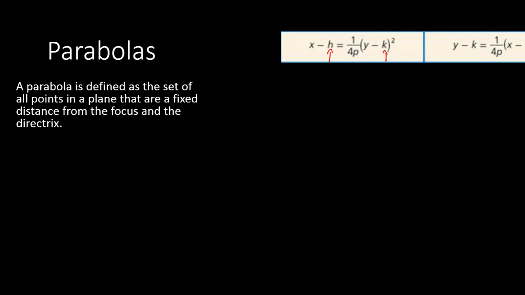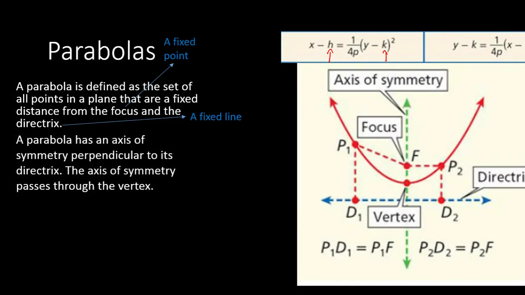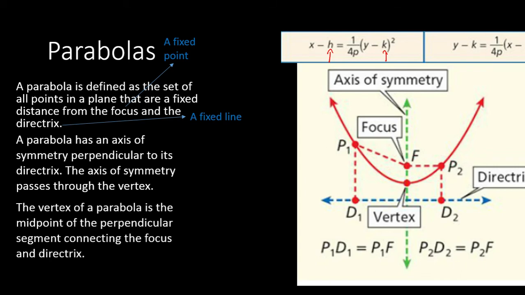Now, a parabola is defined as the set of all points in a plane that are a fixed distance from the focus and the directrix. So the focus is just a fixed point, the directrix is just a fixed line, okay? Meaning we pick a focus, we pick a directrix, and we build this parabola around it. It has an axis of symmetry, meaning if I collapsed it on itself over the axis of symmetry, it'd be a mirror image. The axis of symmetry passes through the vertex. And the vertex of the parabola is the midpoint of the perpendicular segment connecting the focus and directrix.